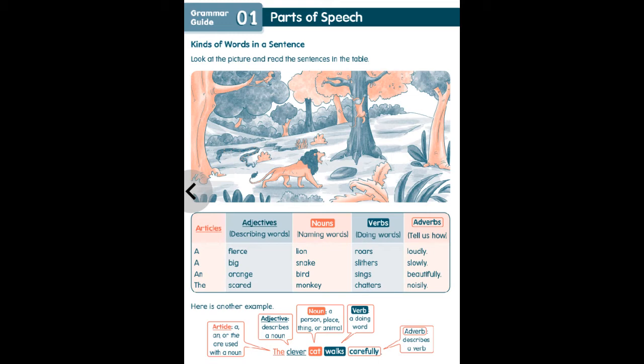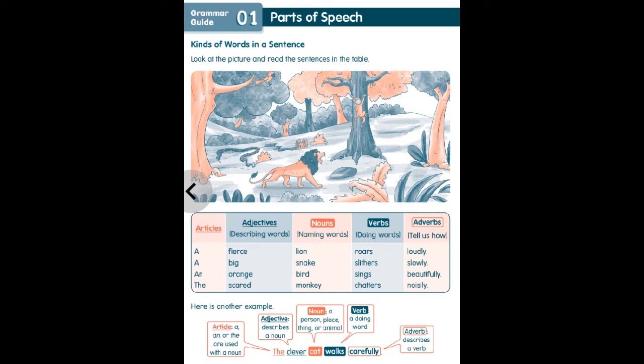Take out your grammar guidebook. Lesson number 1, Parts of Speech: Kinds of words in a sentence. Look at the picture and read the sentences in the table. You can see the picture. What it is about, you can make out. The picture is about a jungle. There is a lion also over there. So many trees, lion. So now let's read the table.